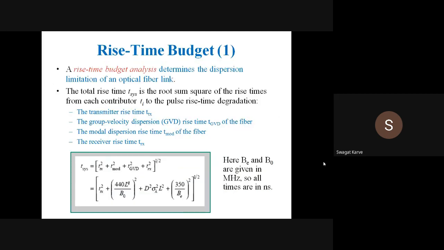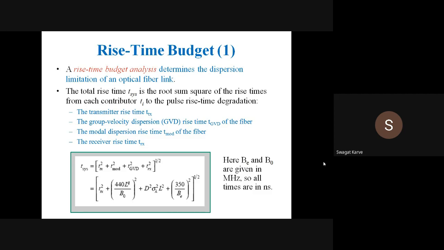The next budget that you should consider is the rise time budget. This rise time budget determines the dispersion limitations of an optical fiber. Why should we go for this rise time budget? Because it determines the dispersion limitations of an optical fiber. The total rise time budget is a root sum square of the rise times from each contributor to the pulse rise time degradation, right?